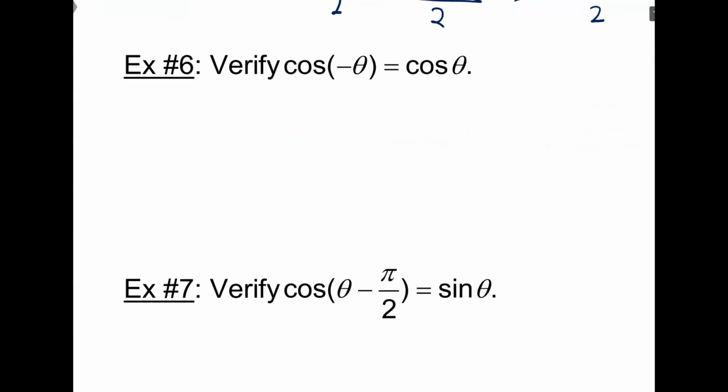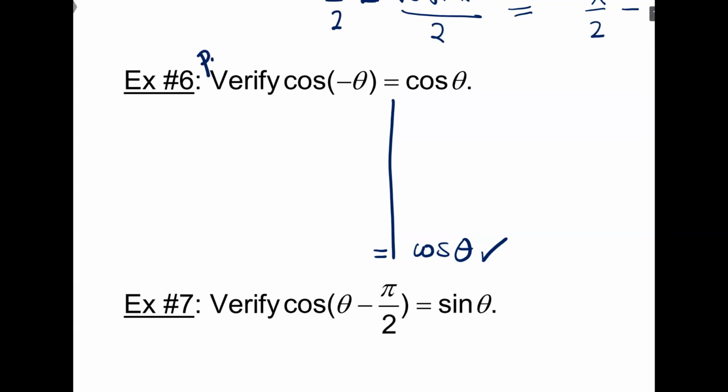Verify cosine negative theta equals cosine of theta. So verify means prove it. And this is why I went through some verifying with you, so it's not exactly new. At the end, I want the left side to equal cosine of theta. Wait, is this like a proof? Yep. But we're solving it, right? It's verifying. Do we have to write what we're using, like an identity? No. We're just proving the left side equals the right side.